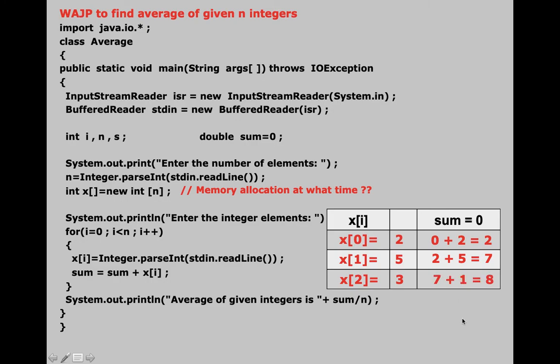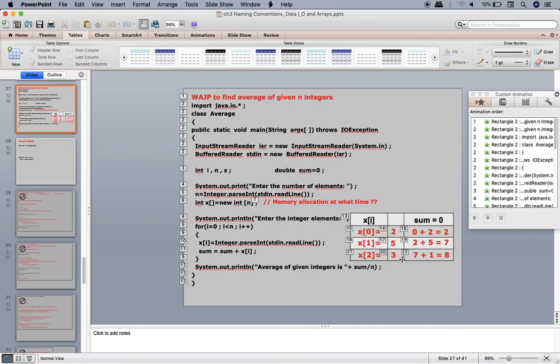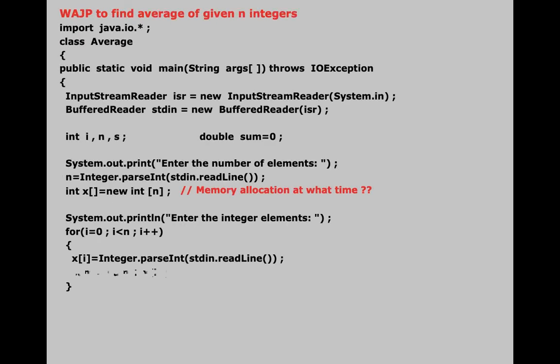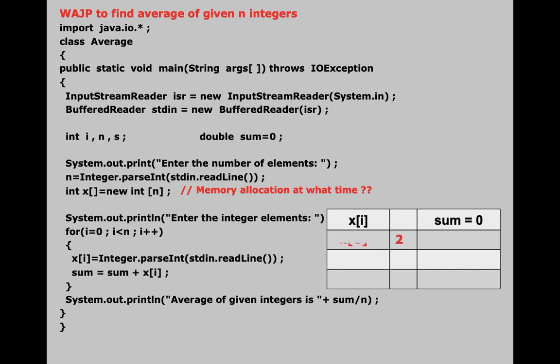Just a minute, I think I made a mistake over here. Let me correct it right away. Let me make it 3 and let me make this 10. Alright, so sum is equal to sum plus x of I. So when you do sum is equal to sum plus x of I, you get 7 plus 3 is equal to 10. After this, again the compiler goes to I plus plus.